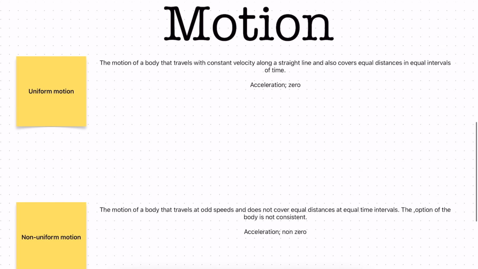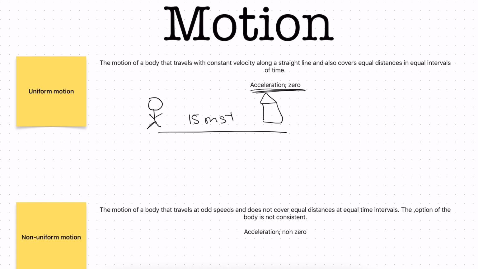So, basically, any body, so let's take this person here. They're going to be traveling to this house at a constant velocity of 15 meters per second. This is uniform motion because their velocity is not changing and their acceleration is zero throughout this motion.